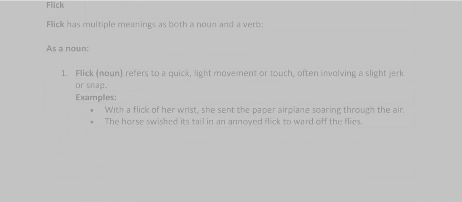Flick. Flick has multiple meanings as both a noun and a verb. As a noun: 1. Flick, noun, refers to a quick, light movement or touch, often involving a slight jerk or snap. Examples: With a flick of her wrist, she sent the paper airplane soaring through the air. The horse swished its tail in an annoyed flick to ward off the flies.